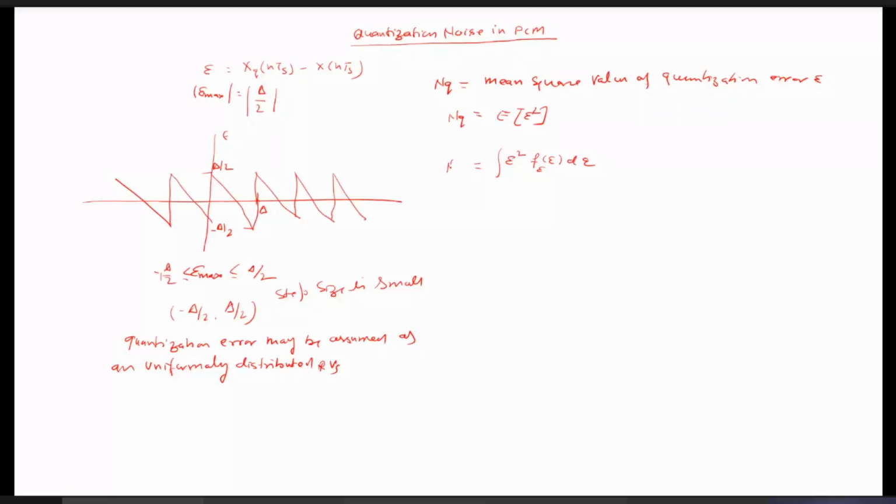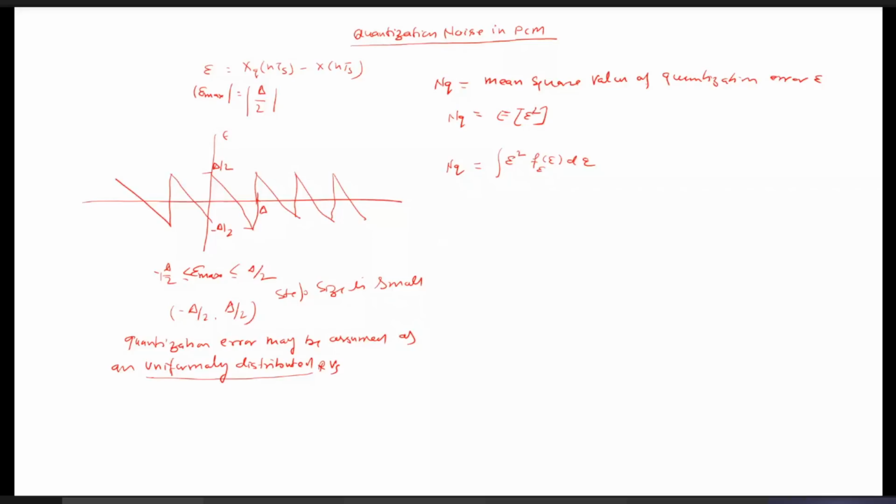To calculate the expected value of the random process, that is the bracket one comes out to be here. So here our aim is to find this f of epsilon. Unless we have this f of epsilon, we cannot find NQ. So how can we obtain this f of epsilon? F of epsilon, as I told you, is uniformly distributed.